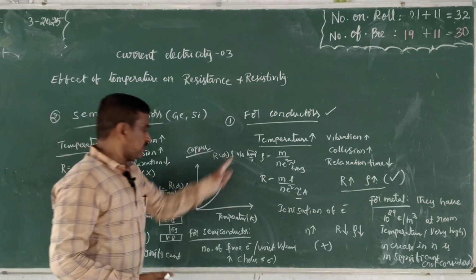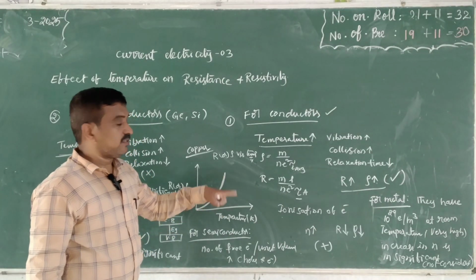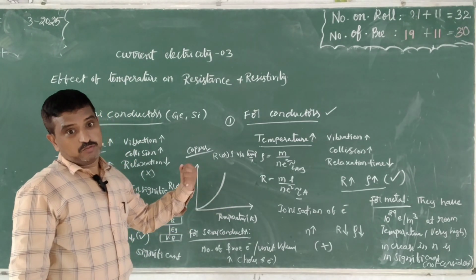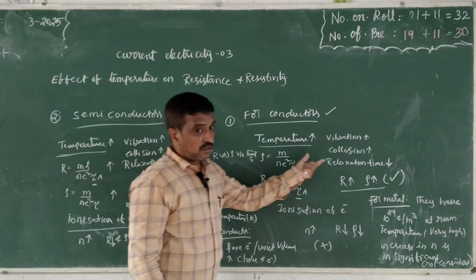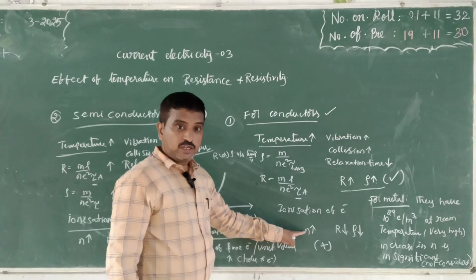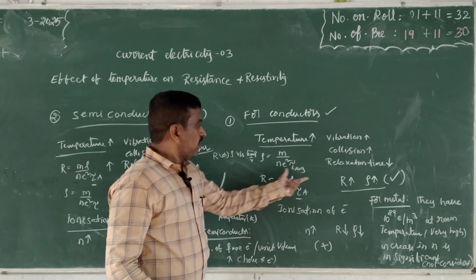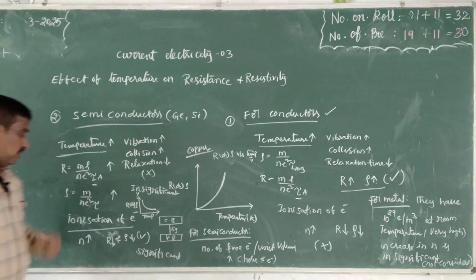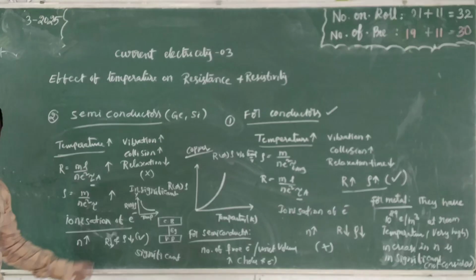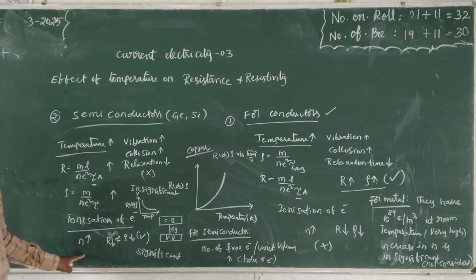For conductors, when temperature increases, resistance and resistivity also increase because relaxation time dominates the ionization of electron. The N value increases, but it does not dominate the relaxation time, so resistance and resistivity increase there. But for semiconductors, relaxation time does not dominate, meaning the N value, the number of free charges per unit volume, dominates.